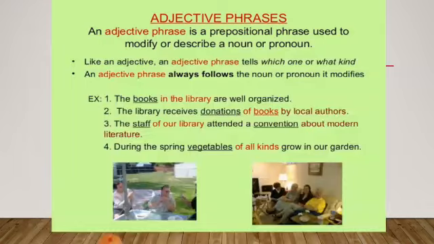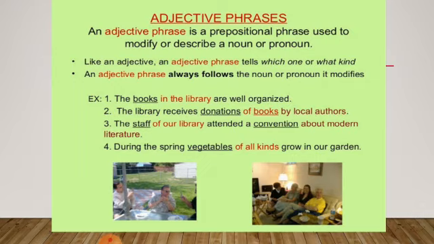After that, adjective phrases. An adjective phrase is a prepositional phrase used to modify or describe a noun. So what is an adjective phrase? An adjective phrase tells which one or what kind. An adjective phrase always follows the noun or pronoun it modifies. For example, the books in the library are well organized. The books in the library. Now the books is modified by in the library, so it is an adjective phrase.